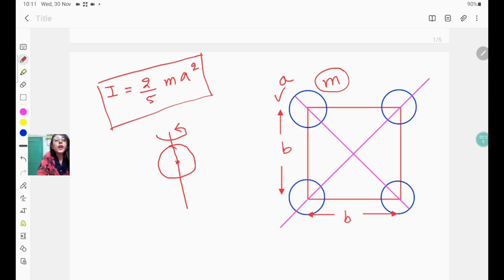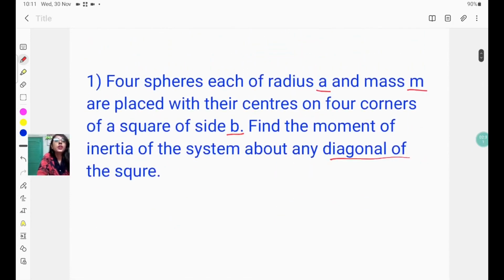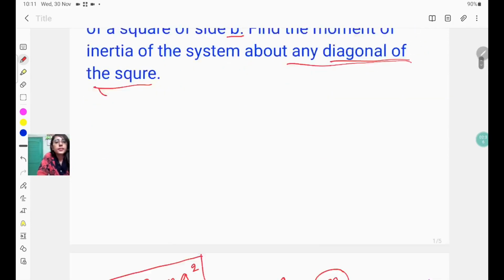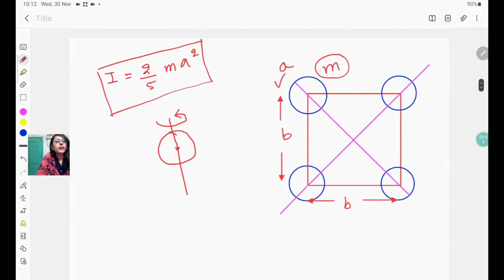Okay. Now we have to find the moment of inertia of the system about any diagonal of this square. Suppose we may take this diagonal or this one, any one of them. So if we take this one as the axis of rotation, suppose we give it a name AB. So AB is the diagonal about which we have to find the moment of inertia of the system. So how can we find that?